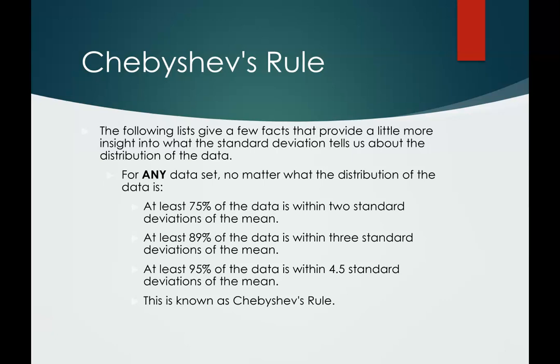We have something called Chebyshev's rule. The following list gives you a few facts that provide a little more insight into what standard deviation tells us about the distribution of the data for any data set, no matter what the distribution of the data set is. So it could be skewed or not. At least 75% of the data is within 2 standard deviations of the mean. 89% is within 3. 95% is within 4.5 standard deviations of the mean. That's known as Chebyshev's rule.